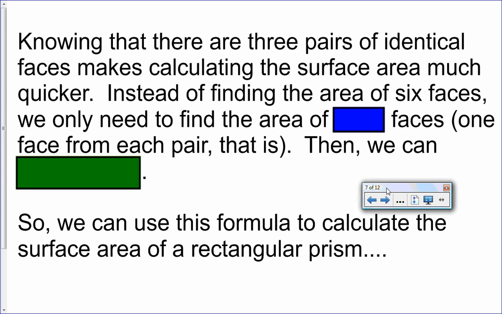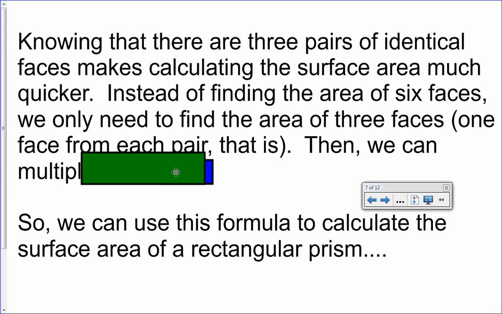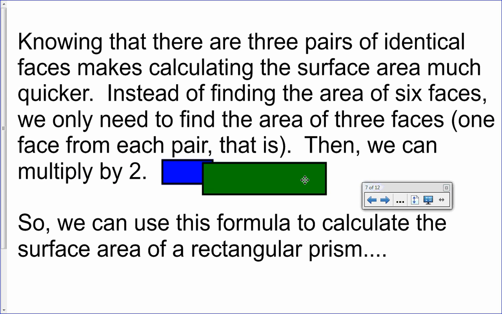Knowing that there are 3 pairs of identical faces makes calculating the surface area much quicker. Instead of finding the area of 6 faces, we only need to find the area of 3 faces. 1 face from each pair, that is. Then we can, if you said multiply by 2, you're exactly right.